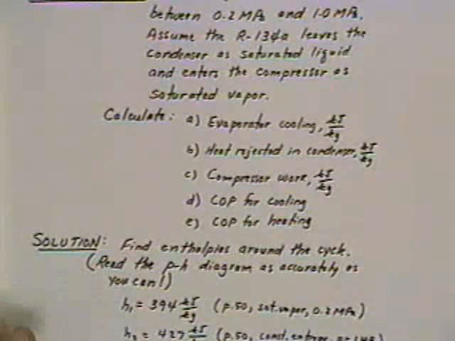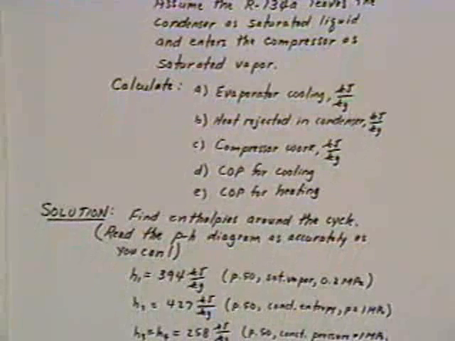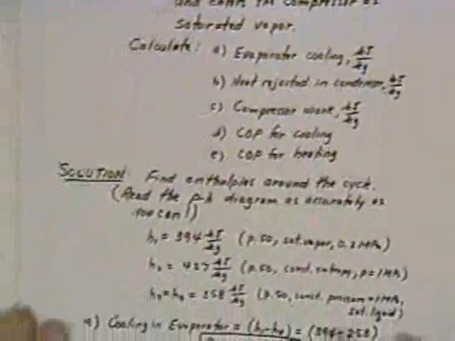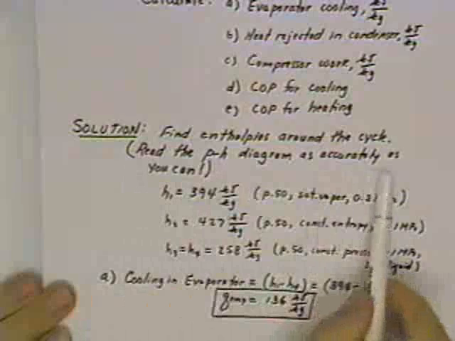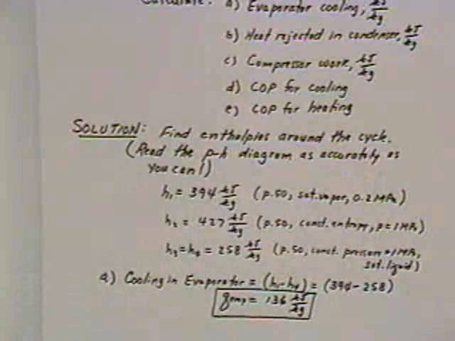So in order to do this analysis now, we went through the theoretical analysis for a Carnot refrigeration, but this is going to be a real cycle now. So when we go through a real cycle using refrigerants, then we've got to determine the enthalpies around the cycle. And I've got a little note here: read the pH diagram as accurately as you can. These pH diagrams are probably as difficult to read as any type of figure that you'll run into. So just do the best you can in going around the cycle and doing the analysis.